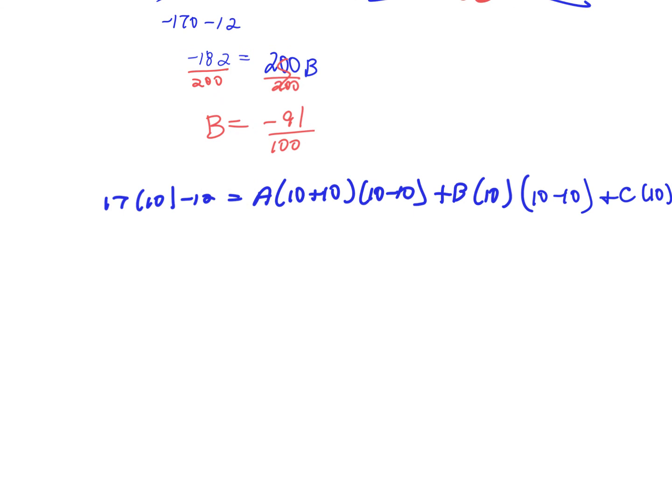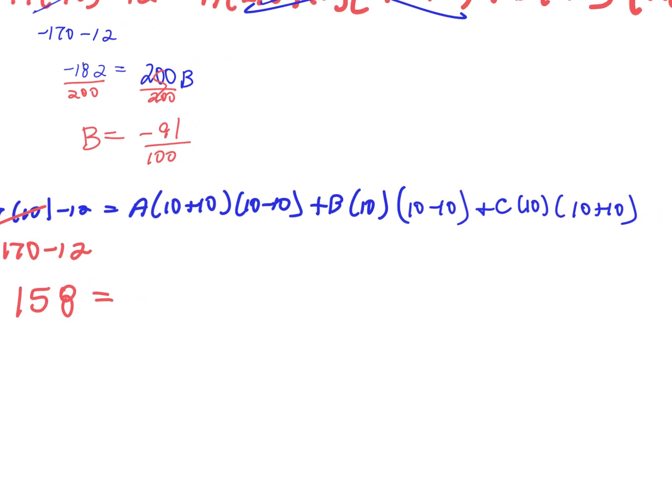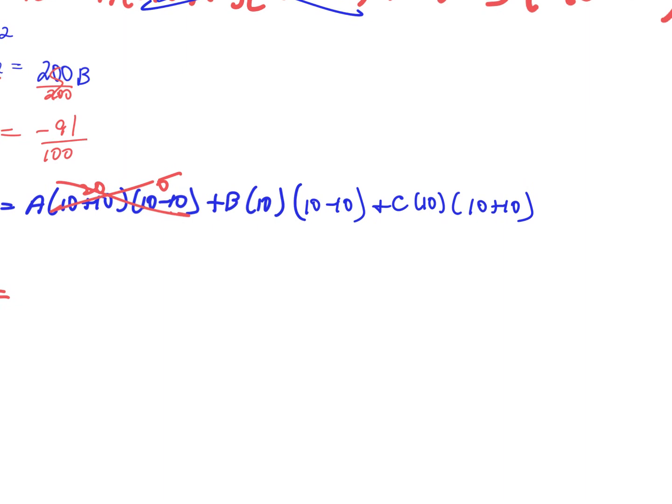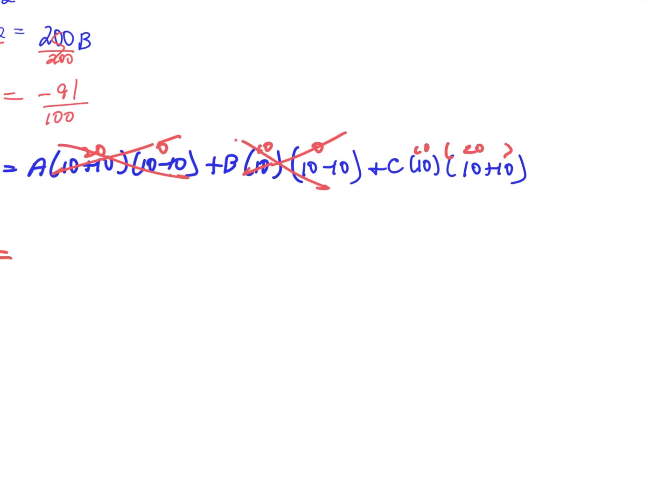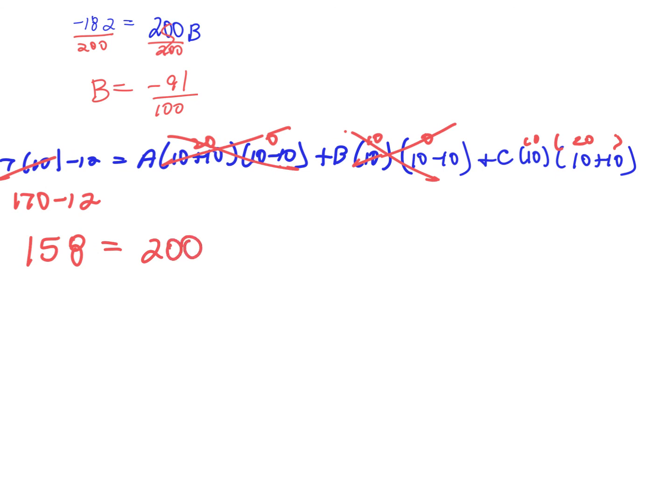What's 17 times 10? 170. Now I have 170 minus 12 gives me 158. Good. Equals, all right? This should be quick. 10 plus 10 is 20, but 10 minus 10 is 0. 20 times 0 is 0. Cancels. Here I have 10 times 10 minus 10 is 0. What happens here? Cancels. Here I have 10 times, sorry, 10 plus 10 is 20. So 20 times 10 is 200C.